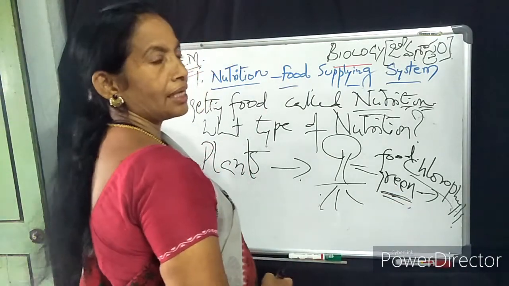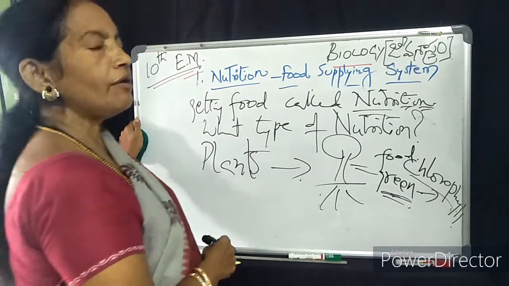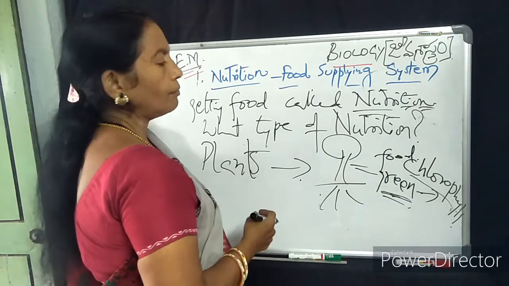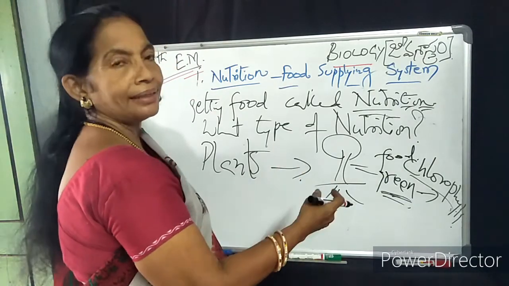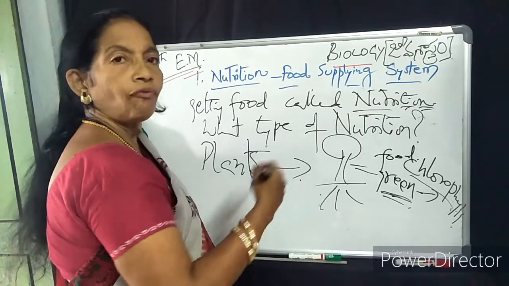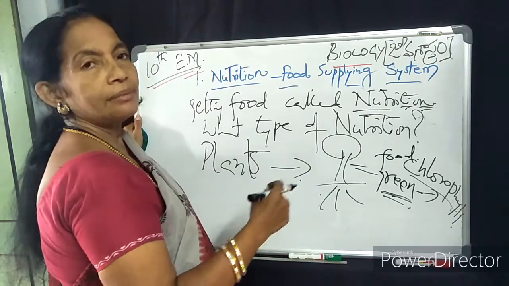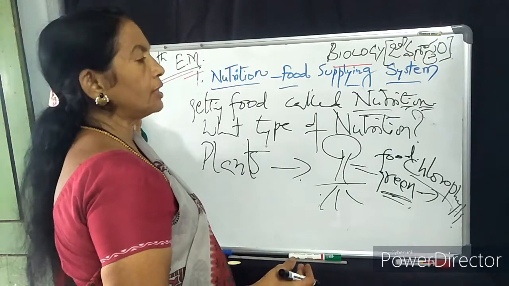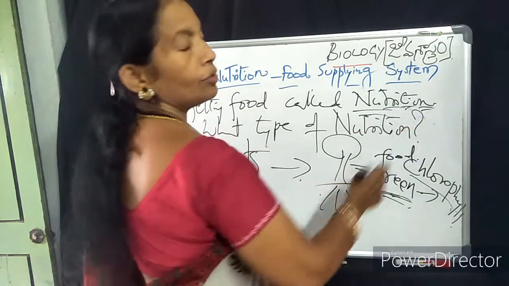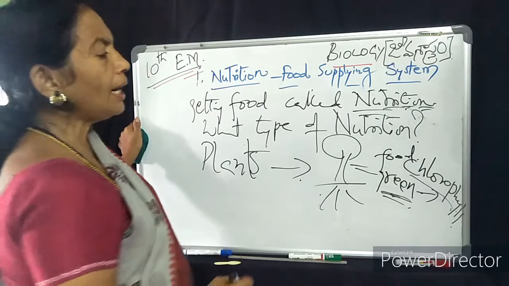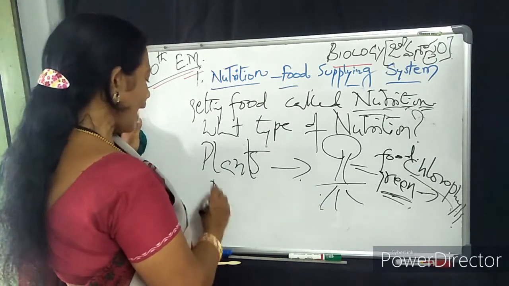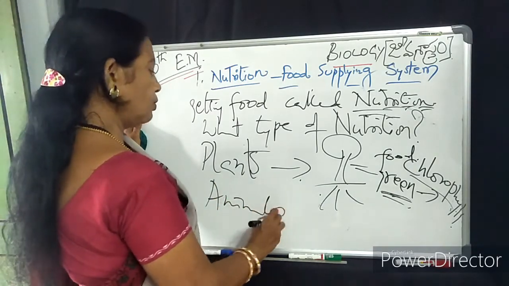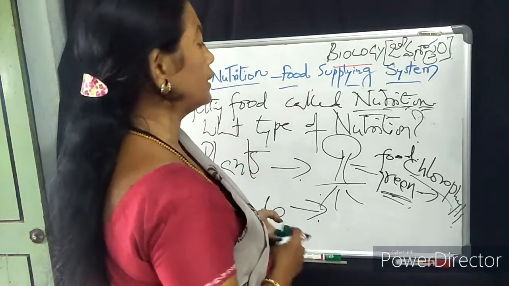Because of this green color, the plants are living. They grow and they get their food. They give flowers, vegetables and fruits. How do they give all these things for us? Because of this nutrition. And what about animals? You have to note down all the points.